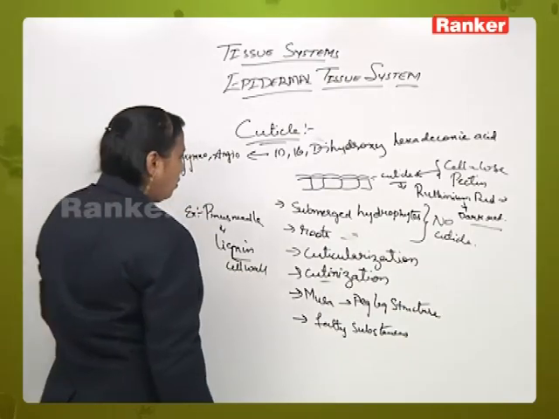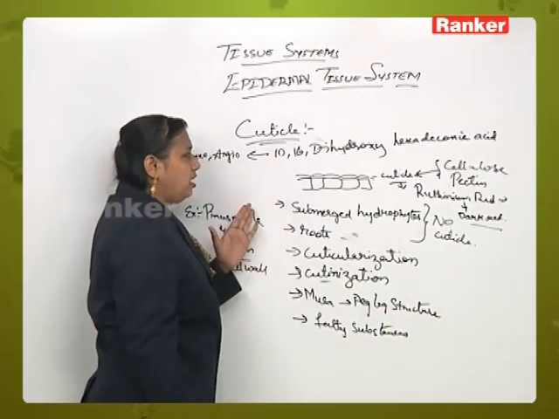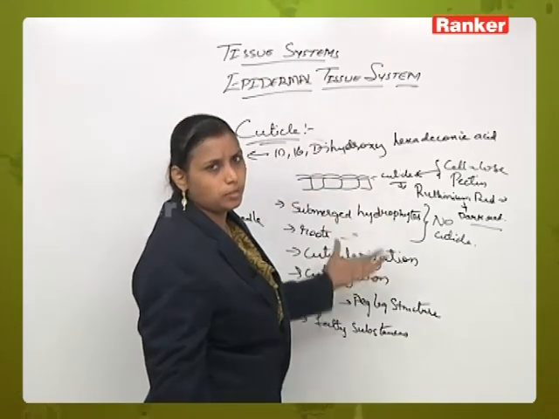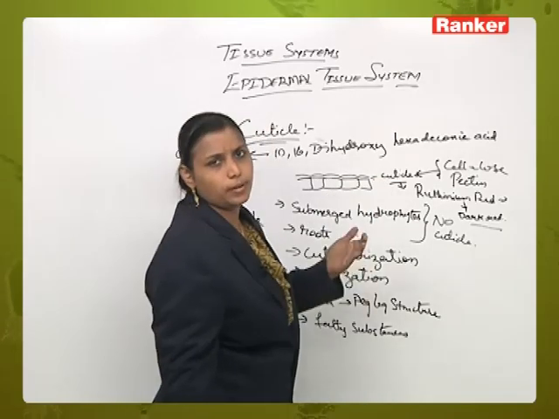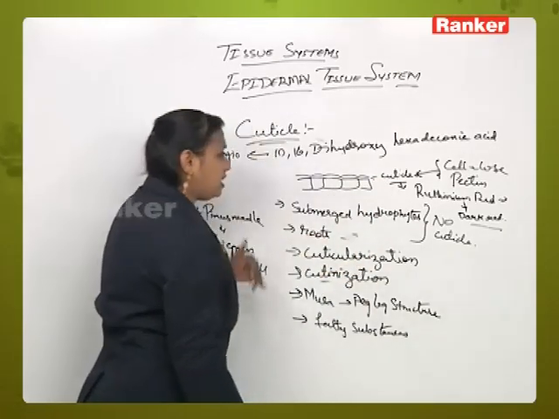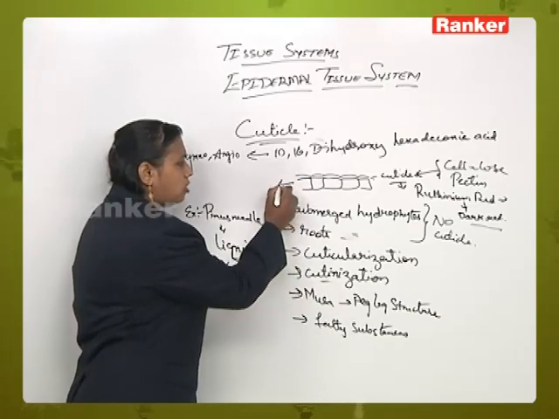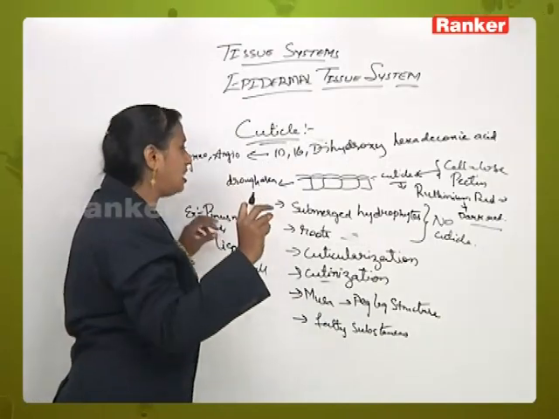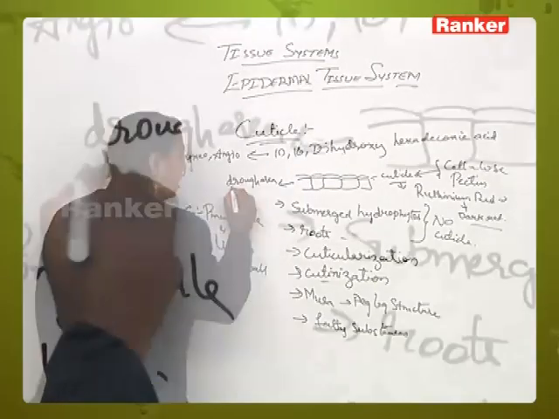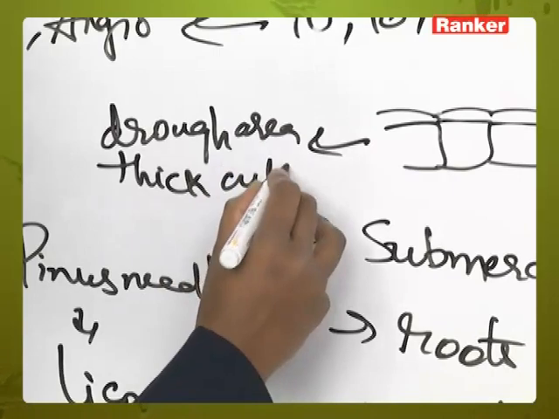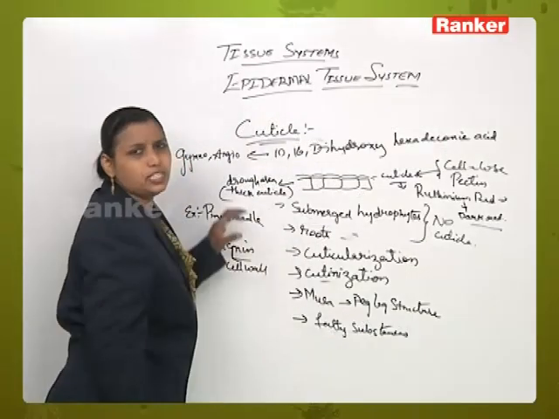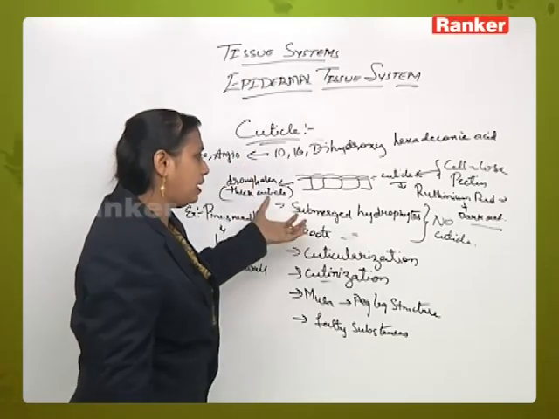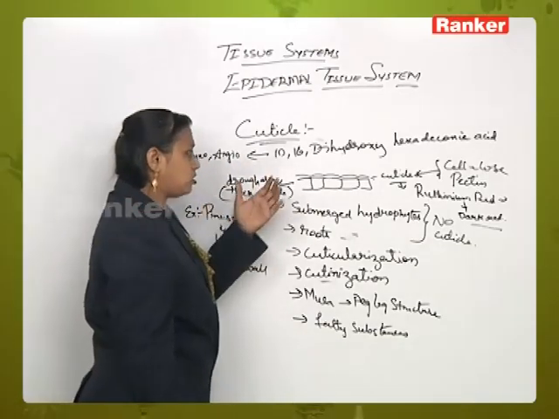Okay. Now when we come to the thickness of the cuticle layer, it is not uniform in all plants. It varies depending upon the species and the varieties of the plant which we are studying. For example, the plants which grow in drought areas have a very thick cuticle. The cuticle thickness will be much greater when compared to other plant material.